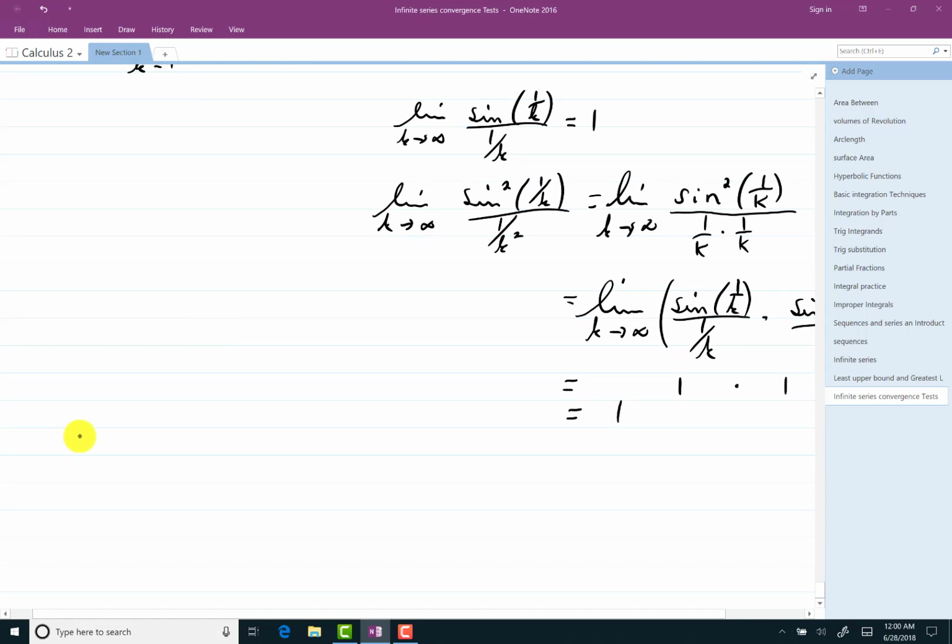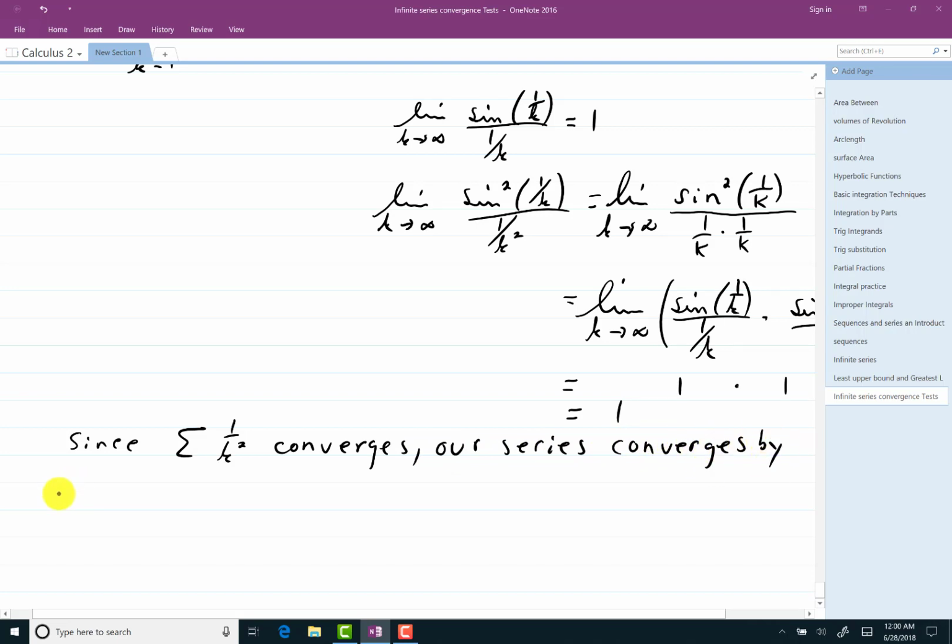So since 1 over k squared converges, our series converges by the lim comp test.